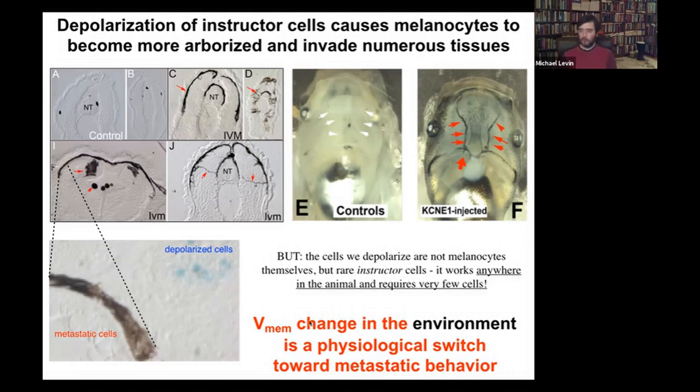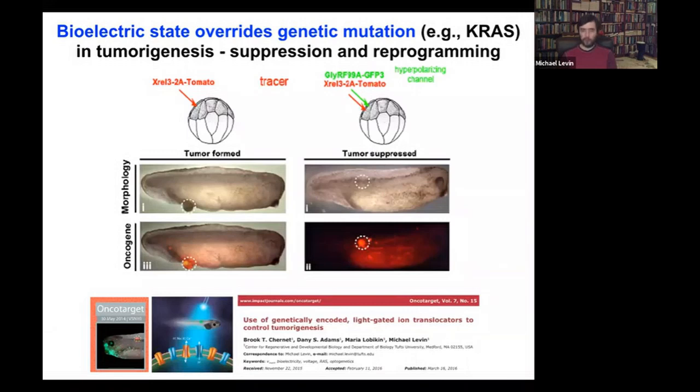So it's a voltage change in the environment. There's nothing genetically wrong with these animals. There are no oncogenes. There were no carcinogens, nothing like that. But this voltage change is a physiological switch away from the cooperation of cells toward embryogenesis and towards single cell behavior. Now, what's cool is that you can override this.